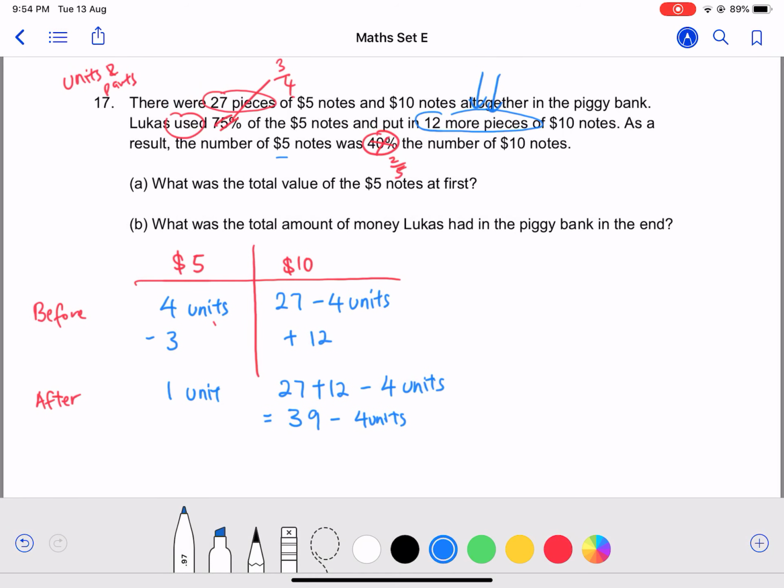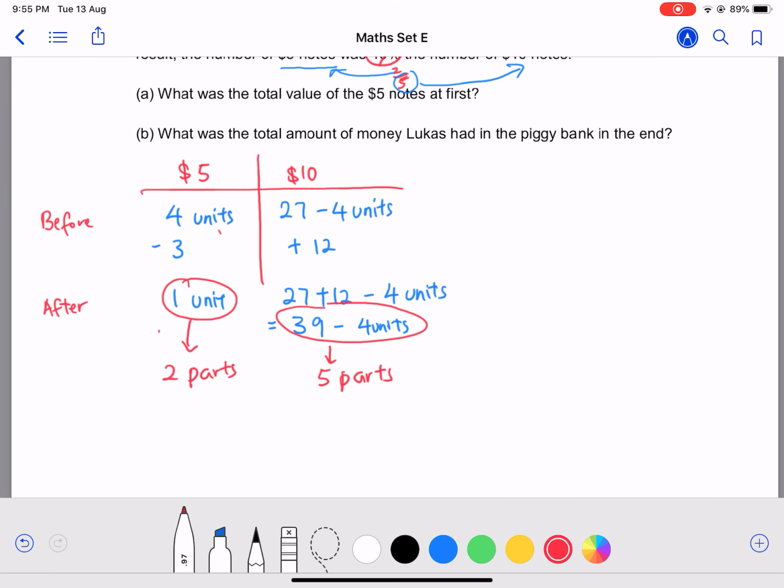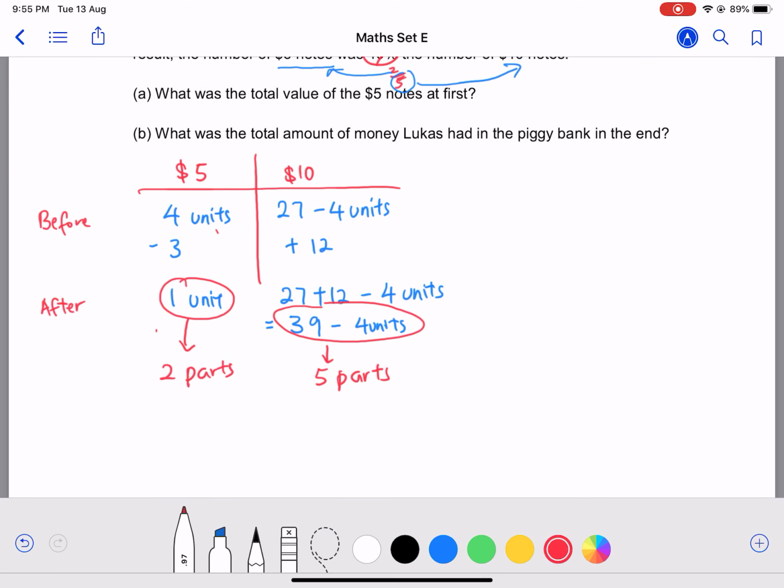And as a result, the number of $5 notes was 2 units. The $10 notes was 5 units. So this is where the parts come in. This one is 2 parts, this one is 5 parts. Since it's 40%, so 2/5, right? Two parts for $5, 5 parts for the other one.